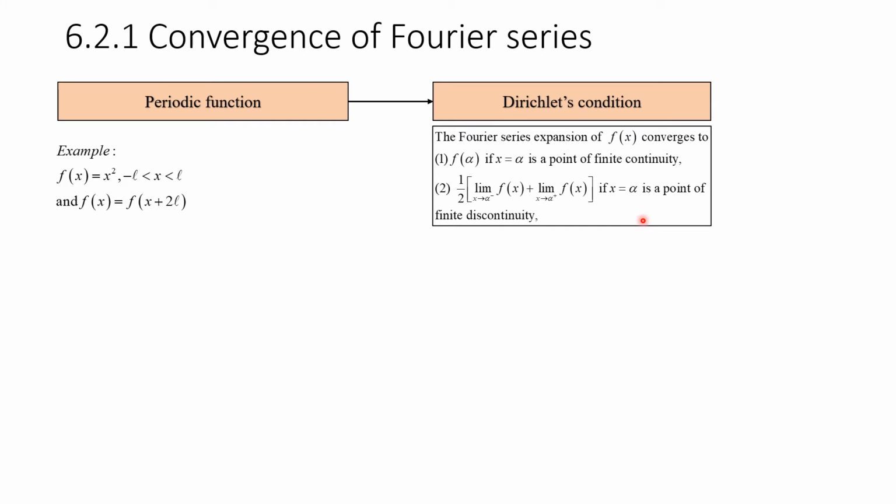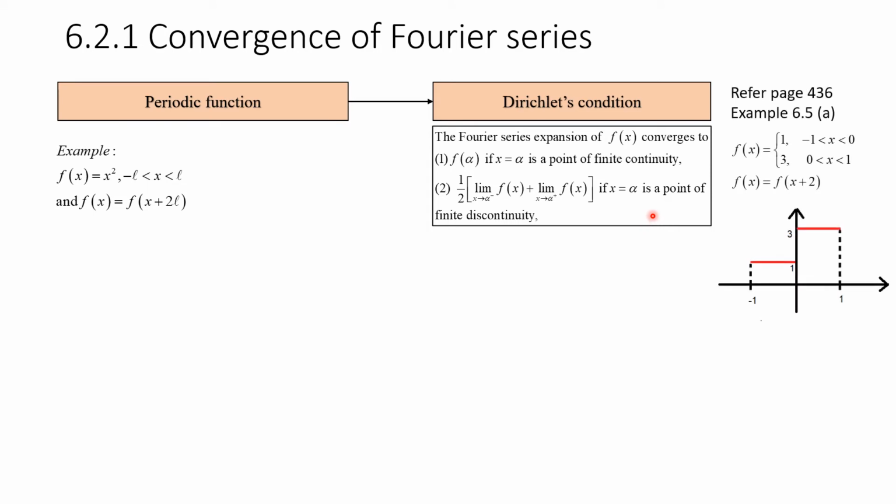So let us see one example, from example 6.5a on page 436. Given a periodic function f(x) equals 1 for the interval between negative 1 and 0, and f(x) equals 3 from 0 up to 1. And this function is a periodic function with period 2L equals 2.